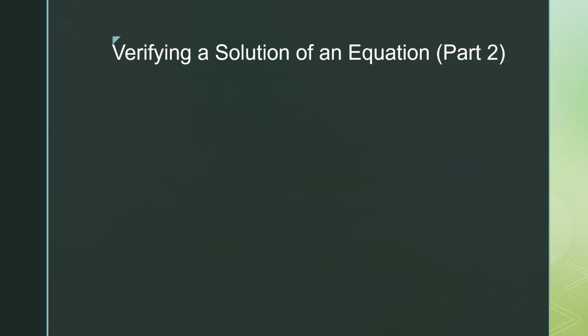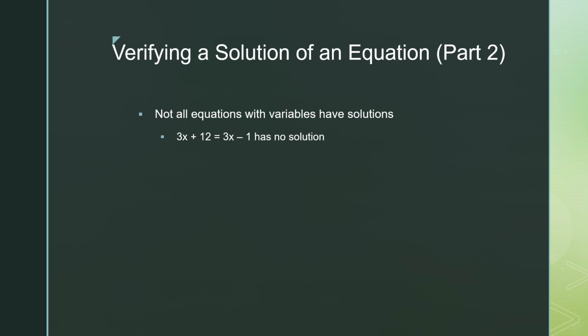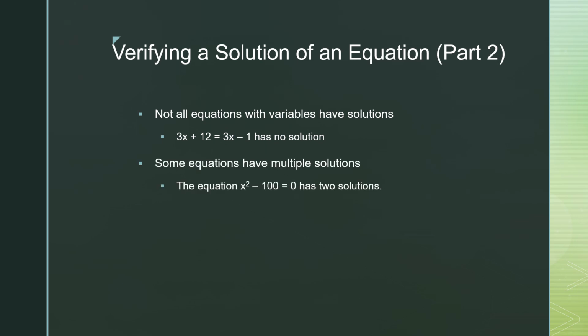When talking about verifying a solution, one of the things to keep in mind is that not every equation has a solution at all. 3x plus 12 equals 3x minus 1 doesn't have a solution. There's no value you can plug in for x and get an answer that's true. Some equations have multiple solutions. The equation x squared minus 100 equals 0 actually has 2. If x is 10, that works. And if x is negative 10, it also works.